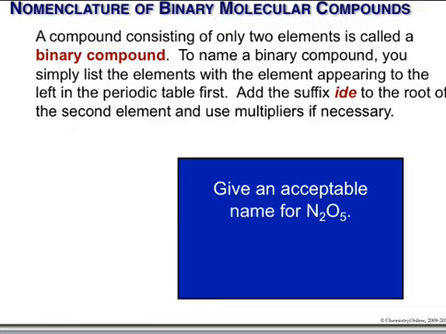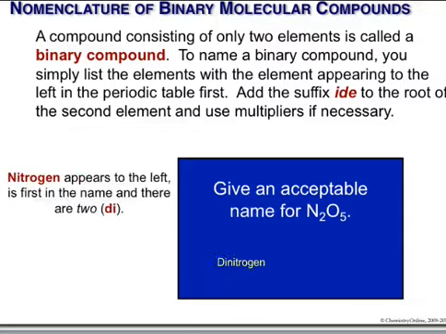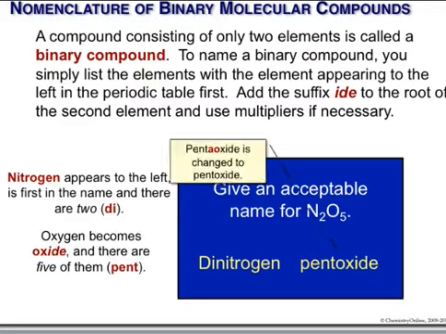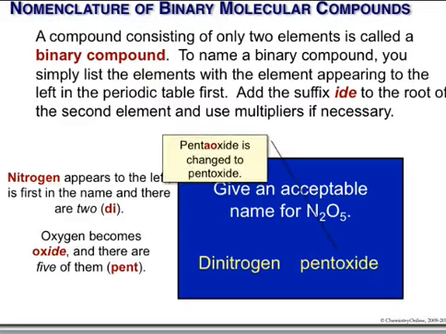We have 2 nitrogens, therefore our first word is dinitrogen. We have 5 oxygens. 5 is a pent, isn't it? So we're going to have pentoxide. You'll also know that penta is what's actually on the table. And so pentaoxide, again, that just sounds stupid. So we get rid of that and just do pentoxide.